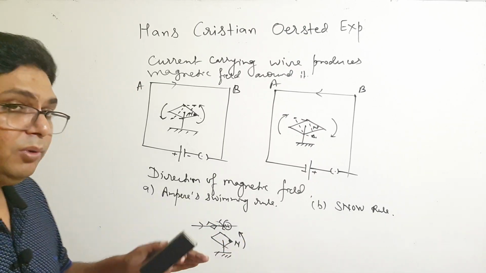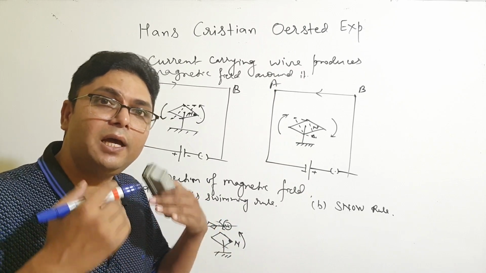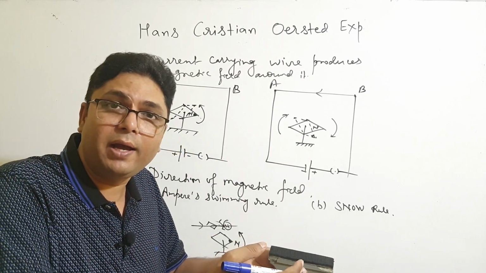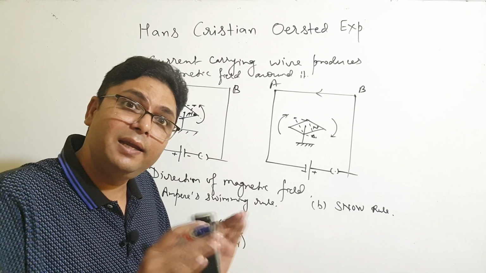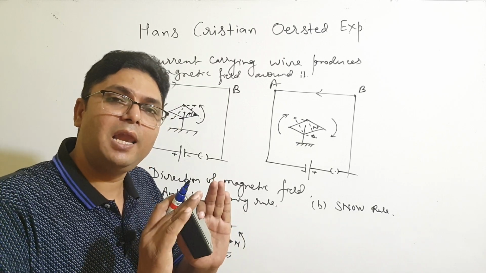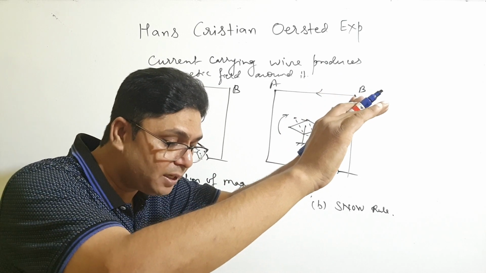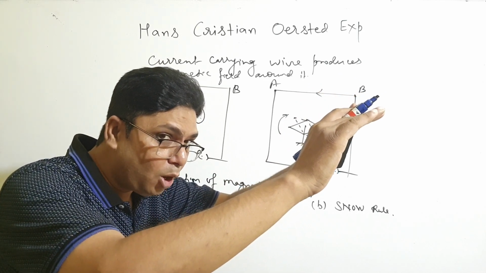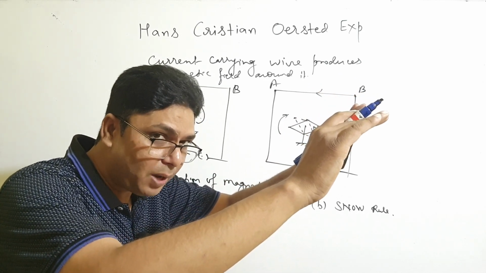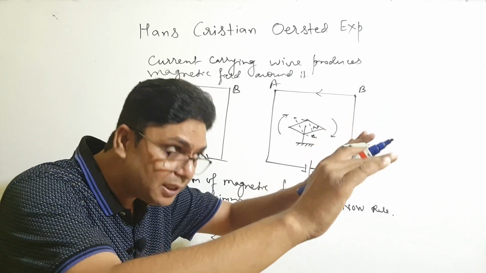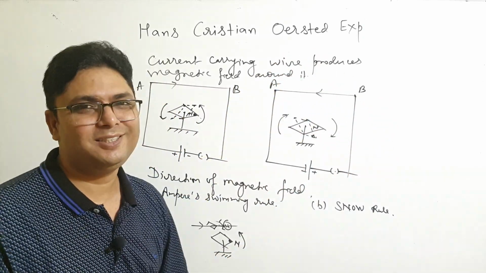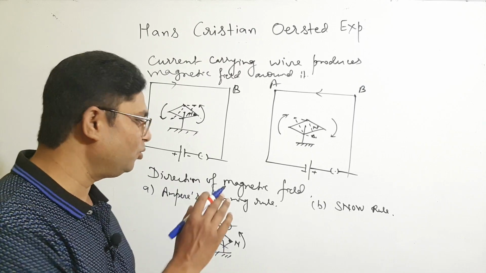So Ampere's swimming rule says that imagine a man swimming inside a wire such that current enters from his feet and leaves from his head, and he is facing toward the magnetic compass. Then the north of the magnetic compass will deflect towards its left hand side. This is said to be Ampere's swimming rule.